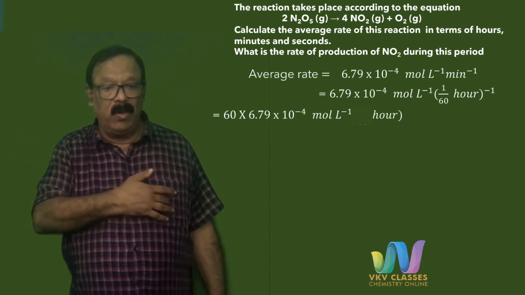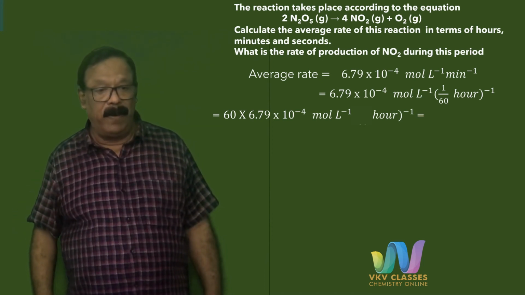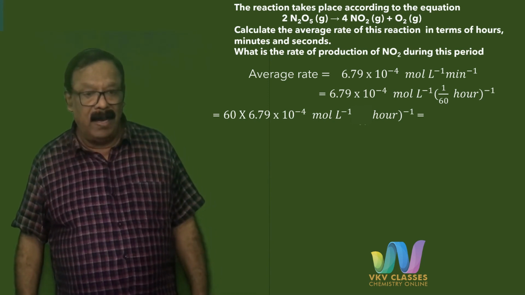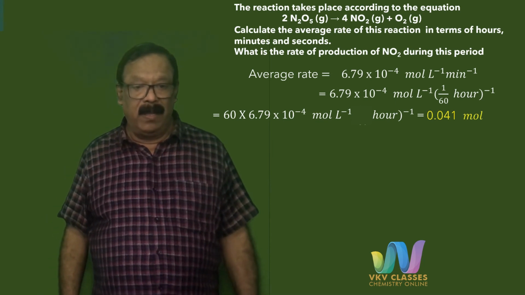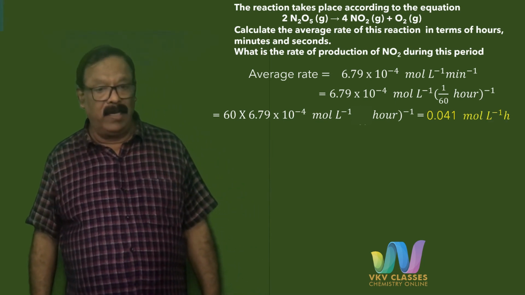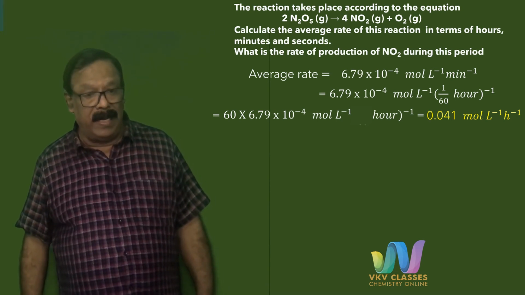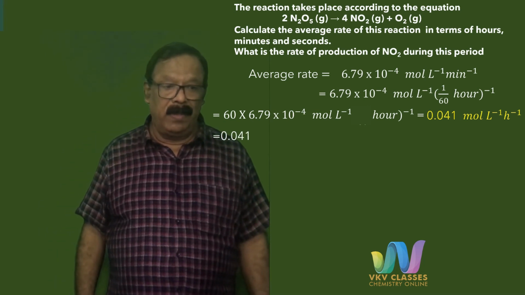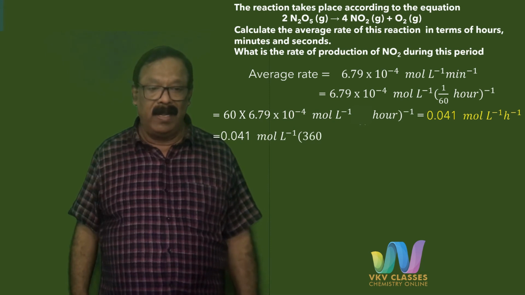So 60 into 6.79 into 10 power minus 4 mole per liter per hour. So this will be multiplied by 60. You will get 0.41 mole per liter per hour. So on multiplication, we will get 0.41 mole per liter.